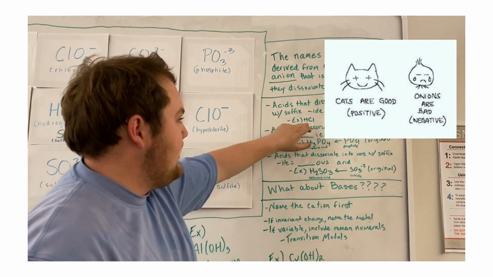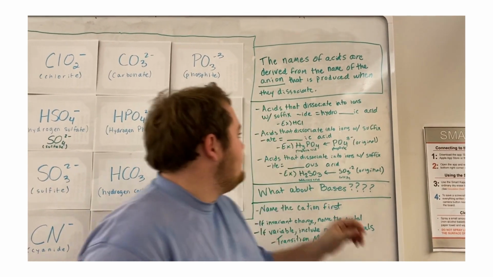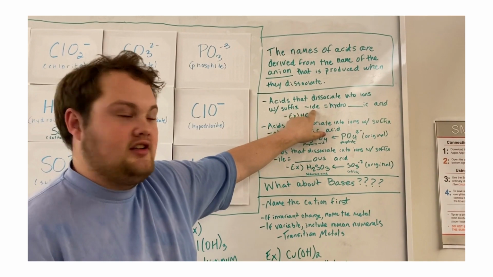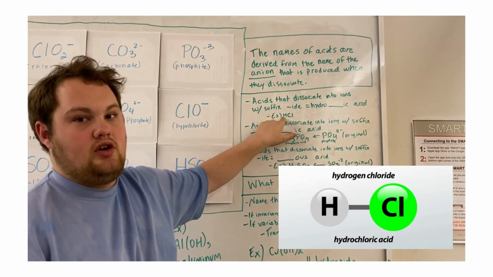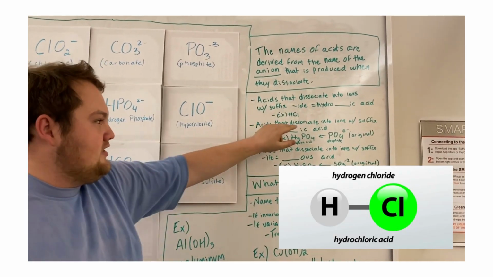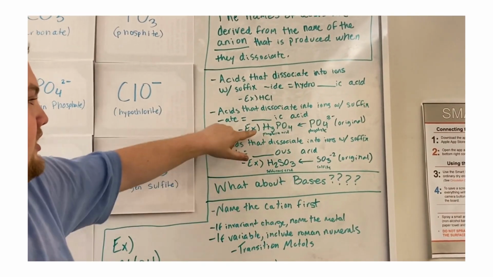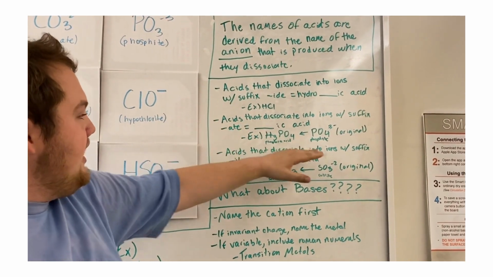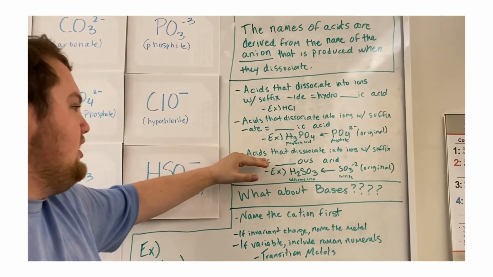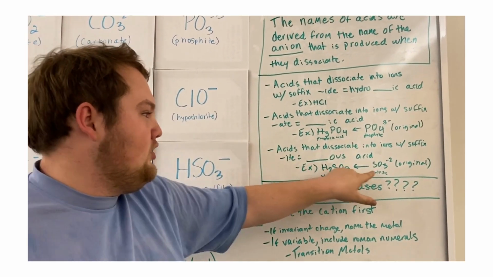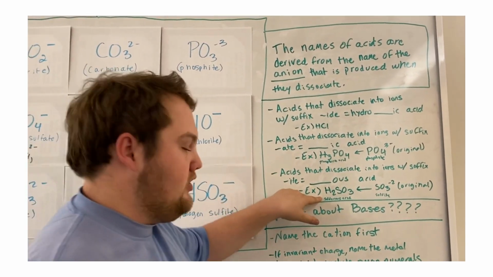So we can see here with HCl, that'll become H+ and Cl− chloride. So when we have that -ide suffix, we're going to call it hydrochloric acid. So HCl is hydrochloric acid. In the same sense, acids that dissociate into ions with the suffix -ate are called -ic acid. So you can see here phosphoric acid, its anion is phosphate, which we can see here. Acids that dissociate into ions with the suffix -ite, such as sulfite, would be called -ous acid, and we can see here that that creates sulfurous acid.